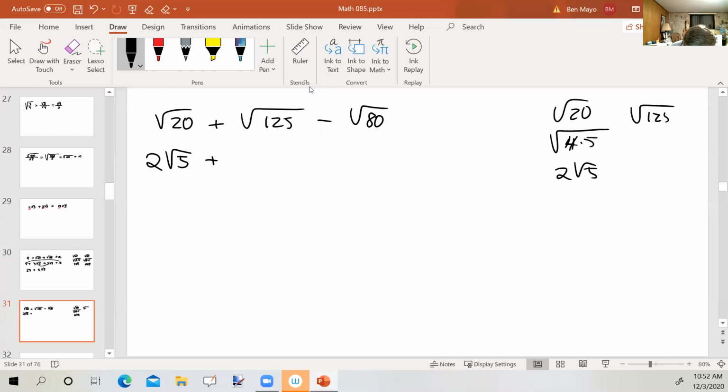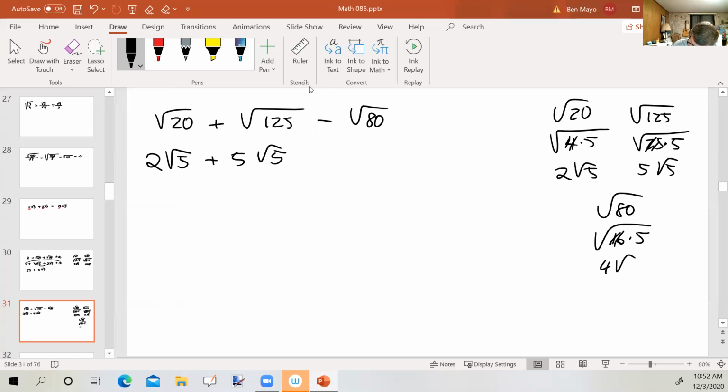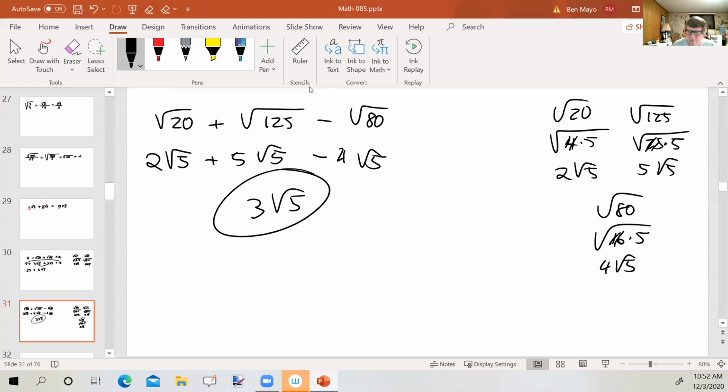Then the square root of 125 would be 25 times 5. The square root of 25 is 5, so we get 5 square roots of 5. And then the square root of 80 would be the square root of 16 times 5. The square root of 16 is 4, so we get minus 4 square roots of 5. 2 plus 5 is 7, minus 4 is 3 square roots of 5. Any questions there?